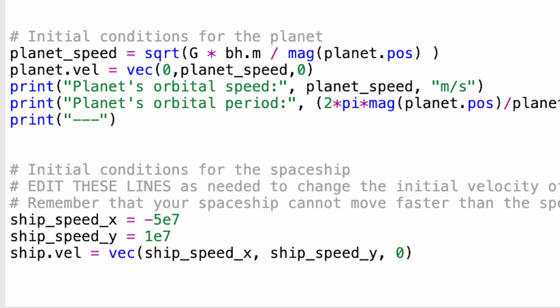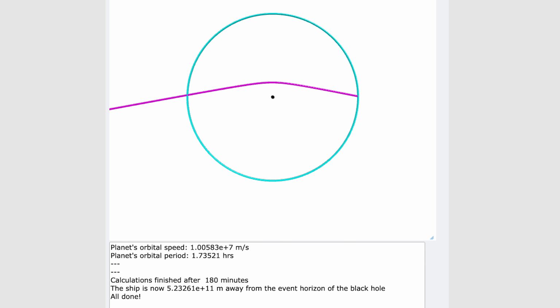My final velocity for this was in the x direction, -5 times 10 to the 7, and in the y direction, 1 times 10 to the 7. These are both in meters per second.